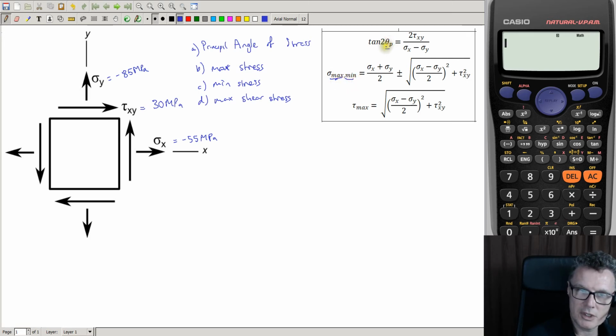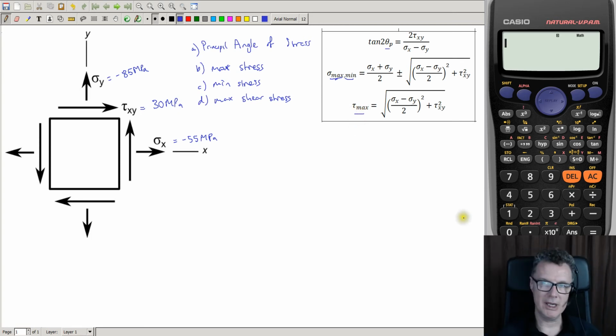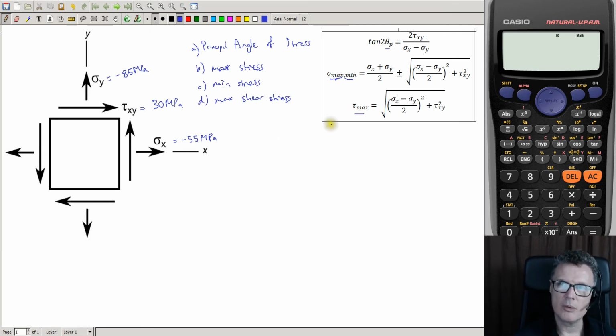If you rotate your stress state such that it's at the angle of principal stress, what do you think your shear stress is going to be? Anyone get it? It's going to be 0. Let's have a look at this then. So we'll work out what the angle is first.